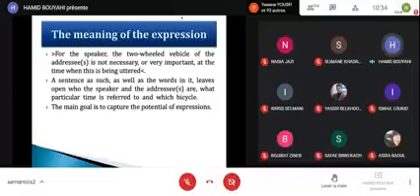So the main goal is to capture the potential of expressions. This word potential is very important. Can someone explain this expression? The main goal is to capture the potential of expressions. Yes, thank you. Meaning that the goal isn't to capture the potential of each individual expression, but the sum total of all the expressions combined. Yes, in a sense, it can go in this way. We can say that, yes.